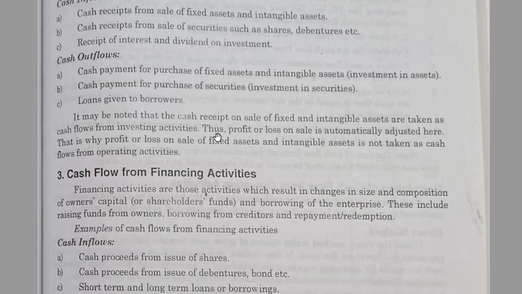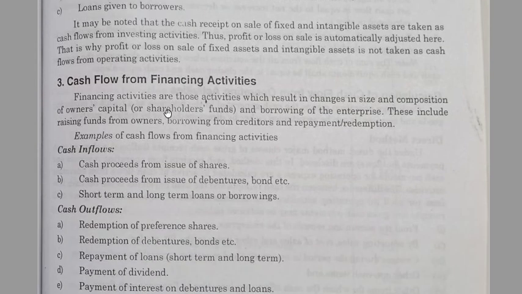What are the cash outflows under investing activities? Cash payment for purchase of fixed assets and intangible assets, cash payment for purchase of securities, and loans given to borrowers.